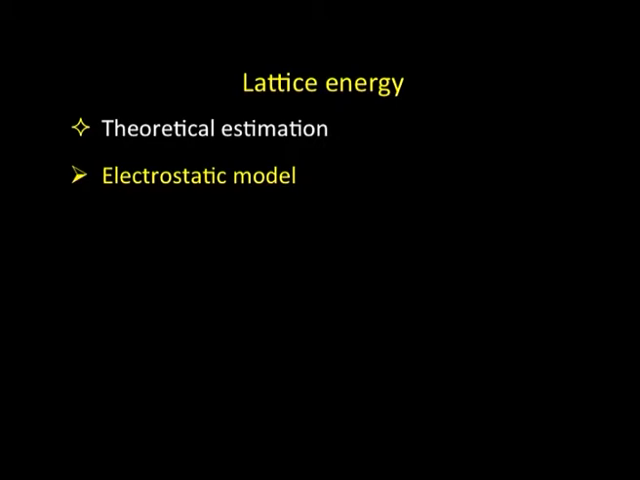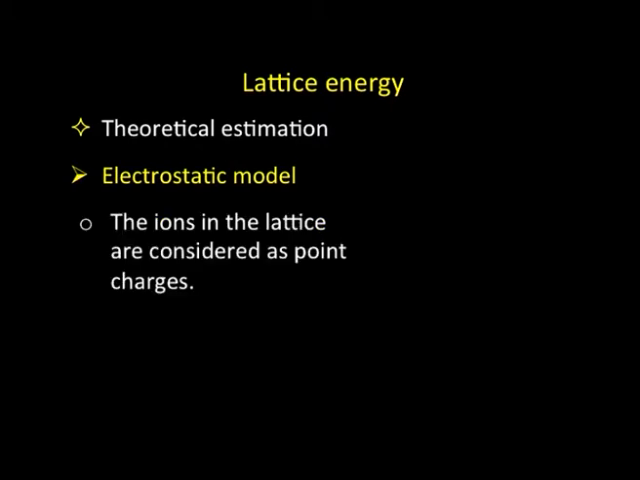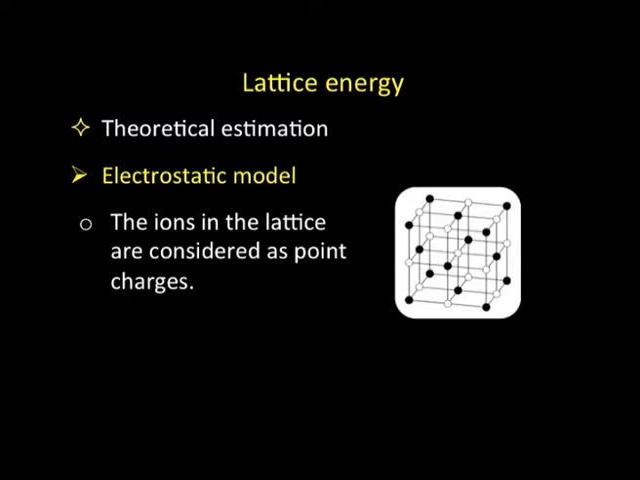Now, let us begin with the theoretical estimation of lattice energy. Theoretical estimation is based on what is called an electrostatic model, because we know that the interaction between the oppositely charged ions in the crystalline lattice is electrostatic in origin. The model goes as follows: the ions in the lattice are considered as point charges. That is the first point, the way we look at a lattice here. So, all these dots shown, the bold ones and the empty ones, each represent a point.